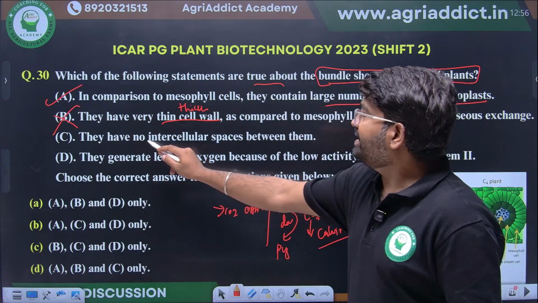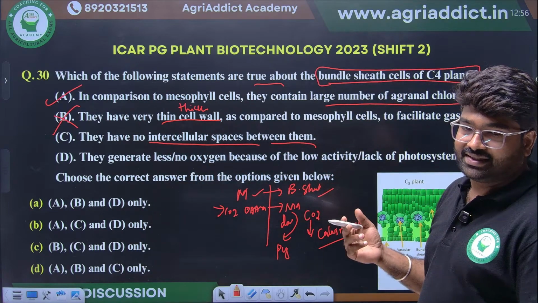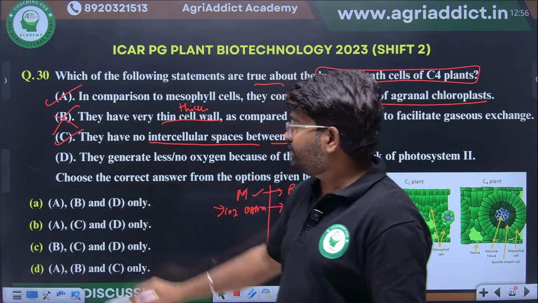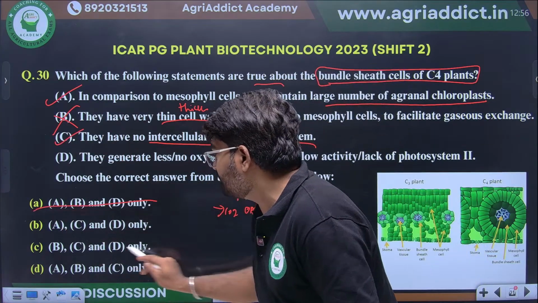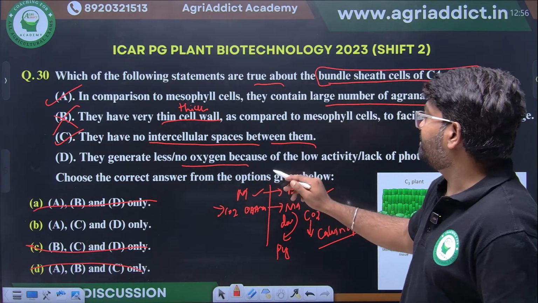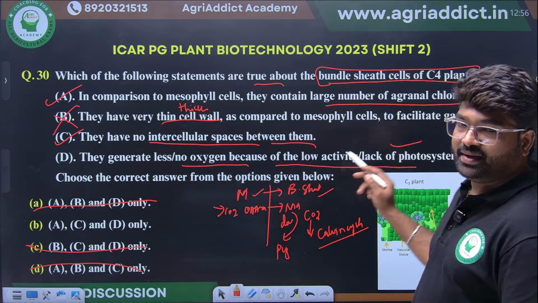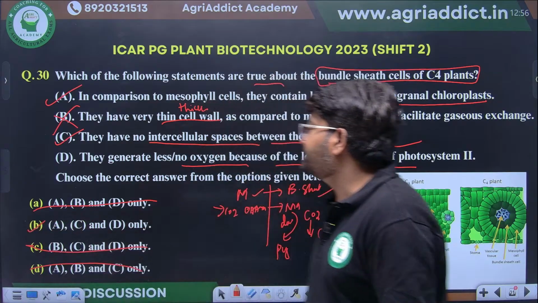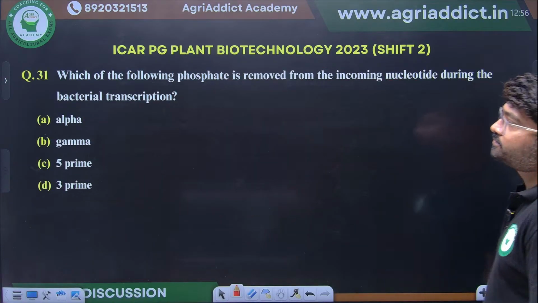They have no intercellular spaces between them. Yes, intercellular spaces will not be there in the bundle sheath cell. This is also correct. So wherever B is coming, that will not come. Next, they generate no oxygen because of low activity of PS2. This is also correct. So the right option is A, C and D.